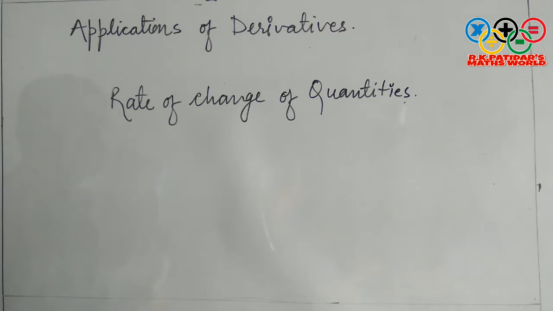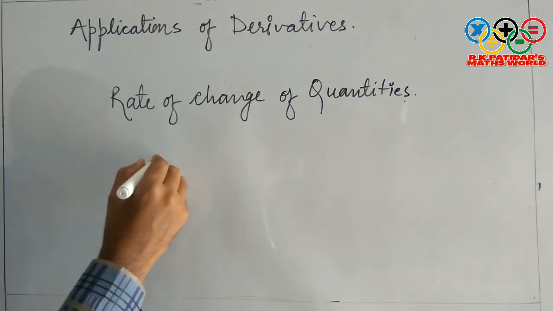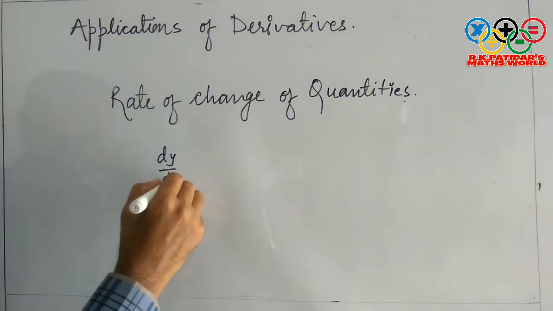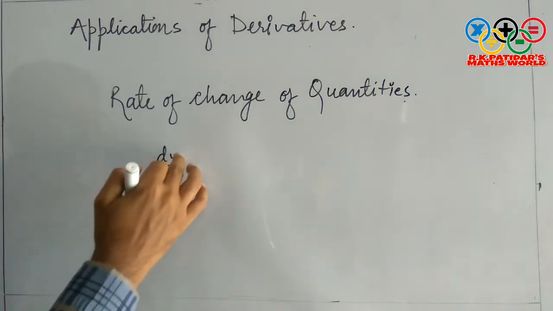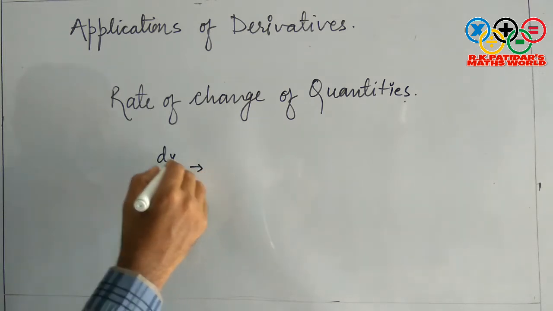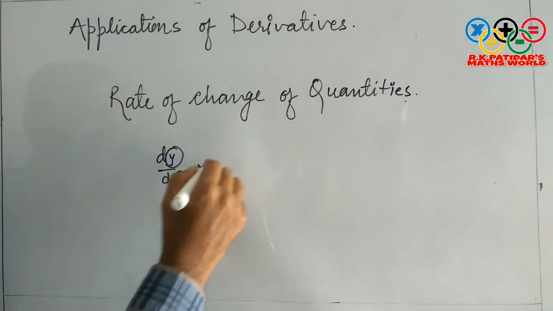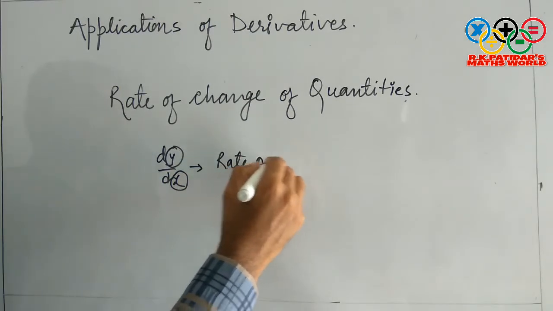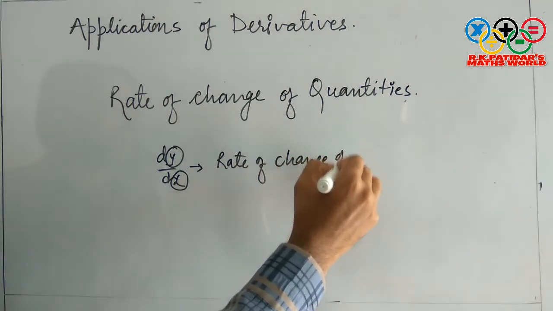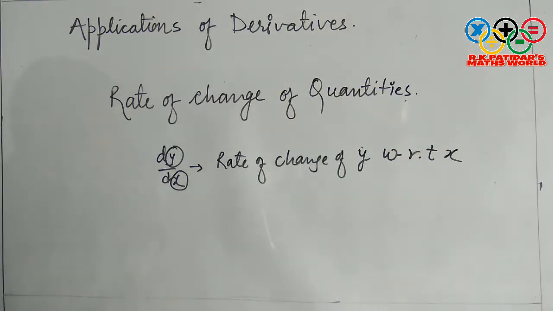In this video, we will discuss the first topic of application of derivative, that is rate of change of quantities. Up to now, we found dy by dx. dy by dx means the derivative of y with respect to x, and the meaning of this is the rate of change of y with respect to x.